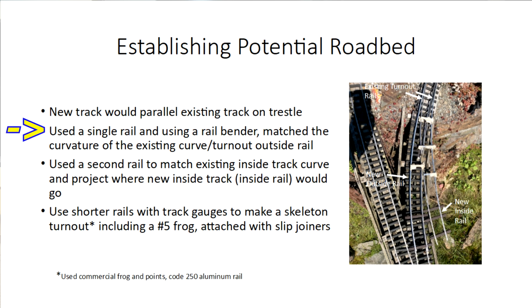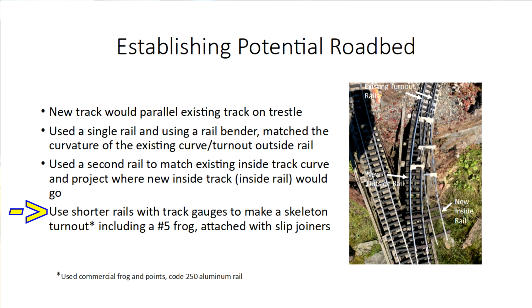To start, I took a single rail and made it follow the outside rail coming down from up above down to where the trestle is. I matched the curvature of that using a rail bender, and then I took another long piece of rail and set that off to go towards where I wanted the new track to go on the outside rail. Then I took additional rails in between and followed. One additional rail would follow the existing track, and the other inside rail would follow the new track. And then I used the shorter rails to match where the other rails went.